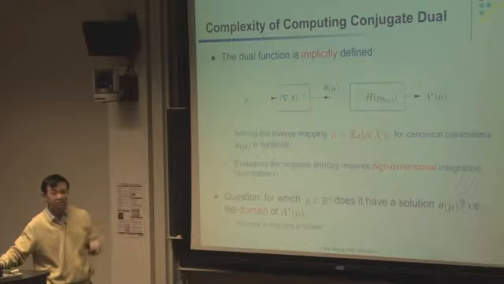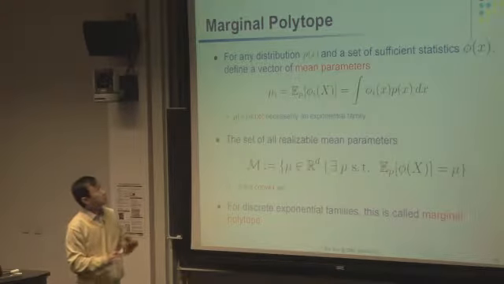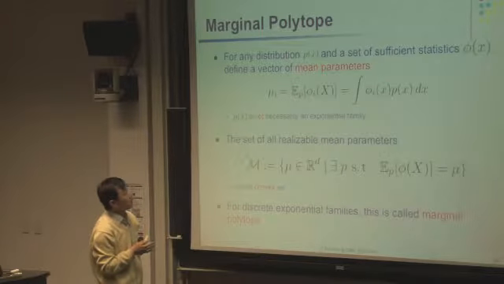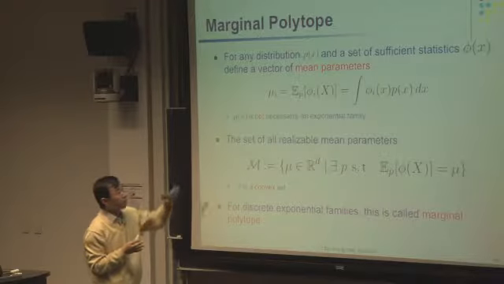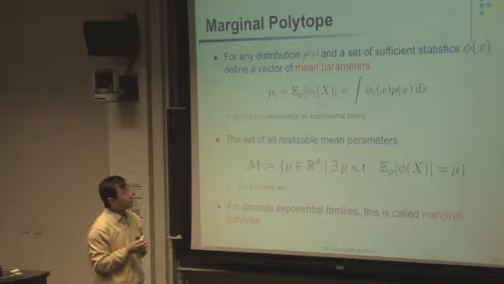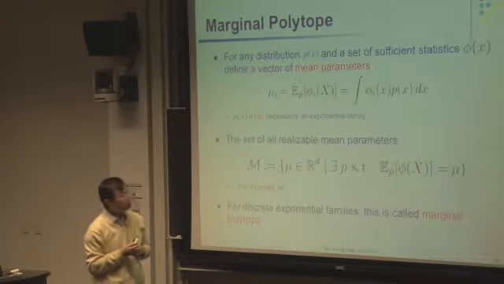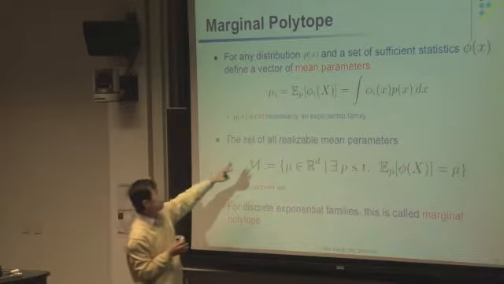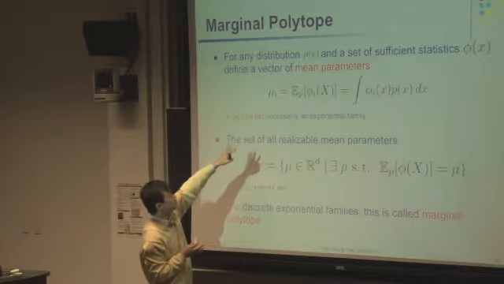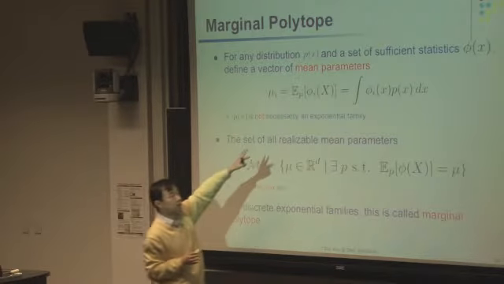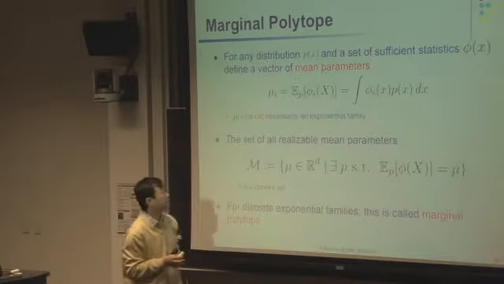So let's first worry about this feasible space of mu. This feasible space is a very interesting one. People figured out that due to the very definition of this mu, it must satisfy a condition called the marginal polytope. Okay, because of the following. So here, by definition, mu is the expectation of the sufficient statistic phi.